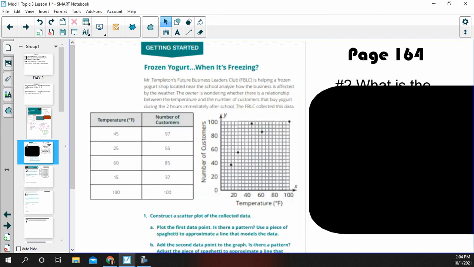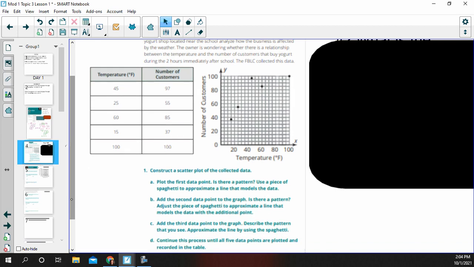Okay, so this is what your points should look like. Remember, you do your x value first, then your y value. So I would go for this first one, right 45, somewhere right here, and then up to 97. That's why his point is right there. And you walk the elevator, then you ride the elevator.